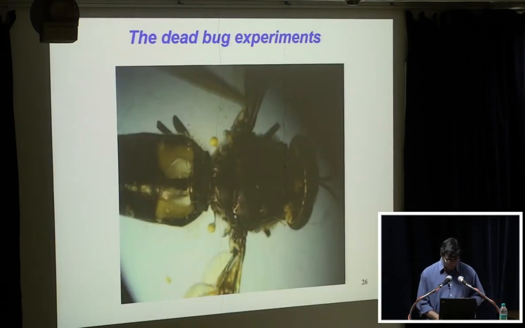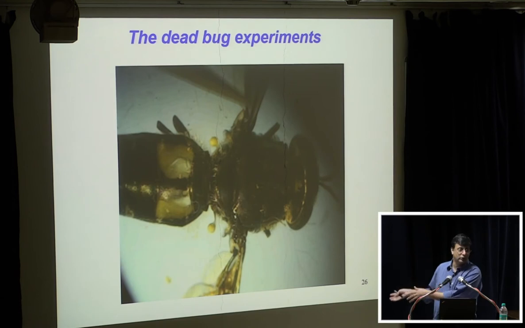So I'll just show you a quick video. This is a dead insect. It's not gone into rigor mortis yet, just freshly dead. And what Tanvi does is move just one wing. And watch what happens when she moves just one wing.